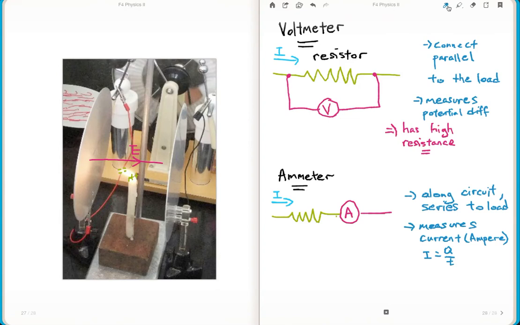For the characteristic, do you want current to flow through it? Yes. You want current to flow through your ammeter, so therefore your ammeter is going to have very low resistance. Okay, so these are the characteristics.